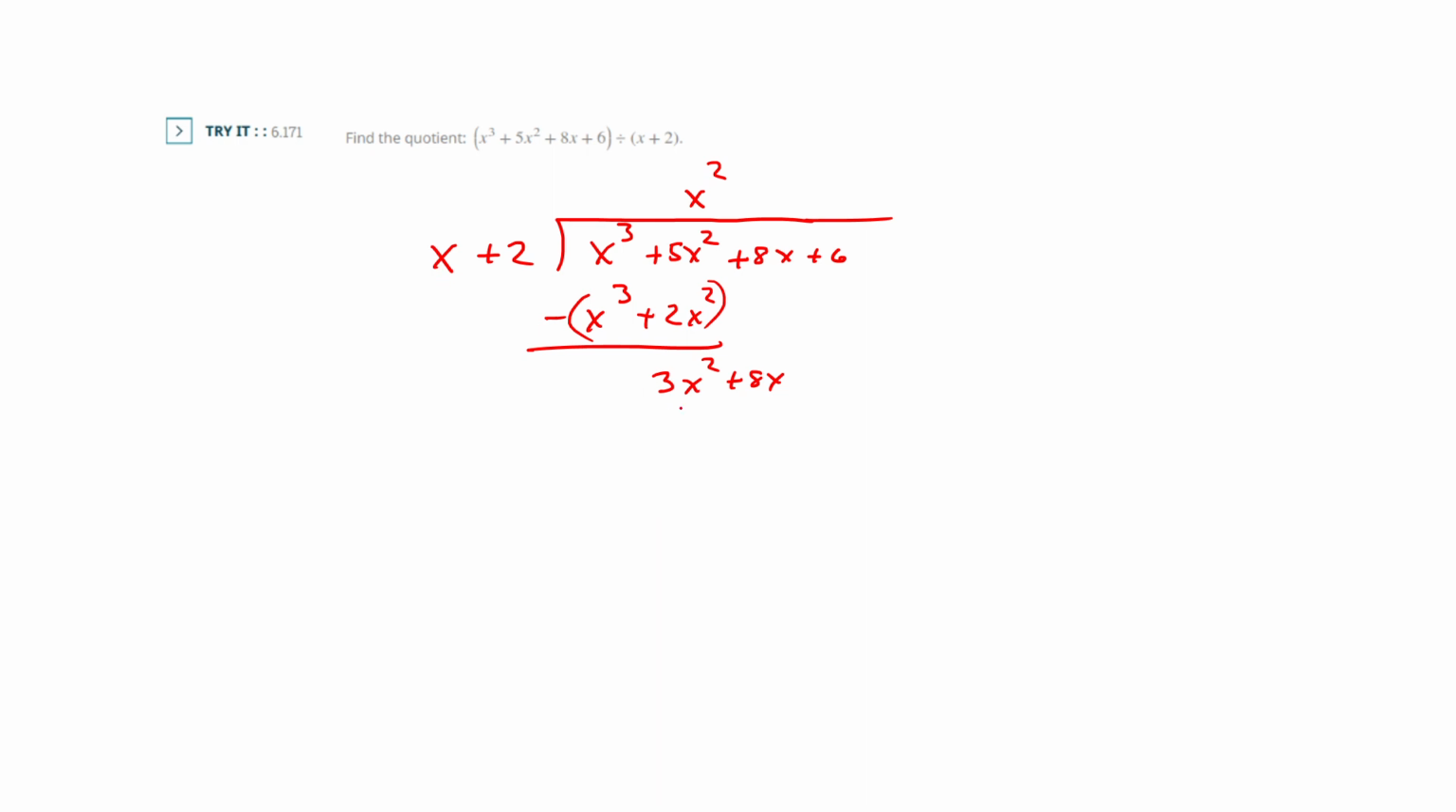All right, how does x turn into 3x squared? It would be positive 3x. Now 3x times each of those, 3x squared plus 6x. Check for leftovers. This is negative 6, so this gets me 2x. Okay, how do I turn x into 2x? It would be plus 2.